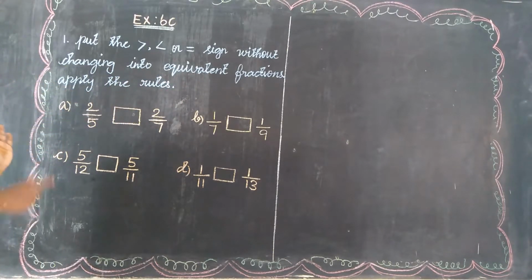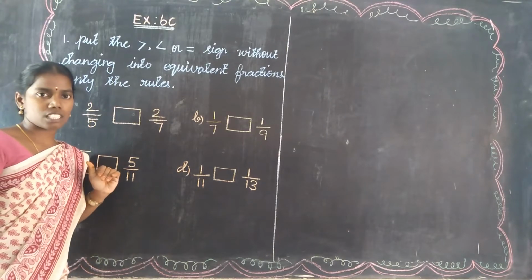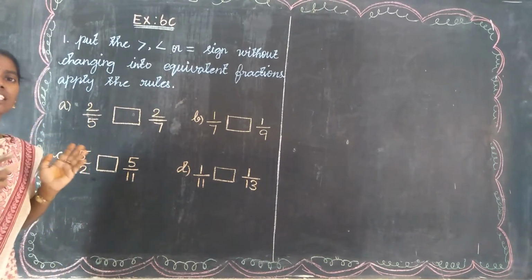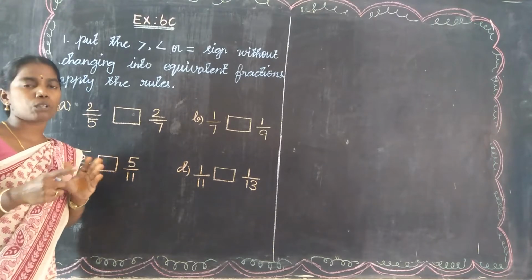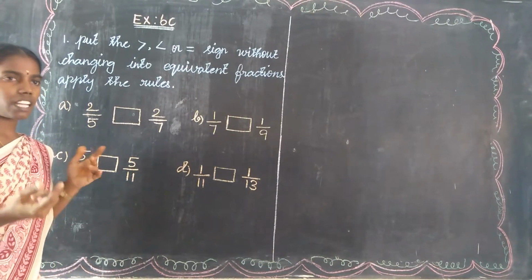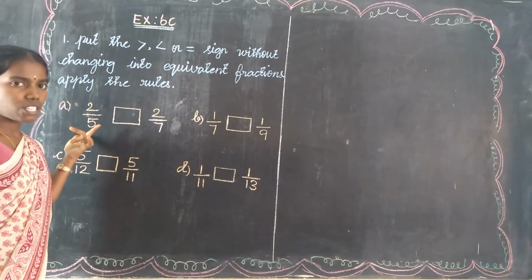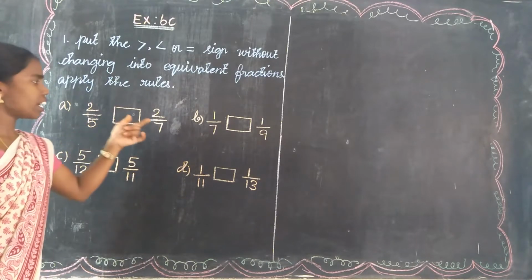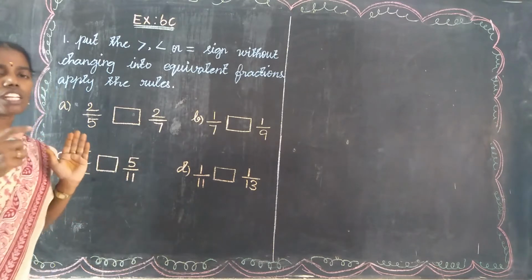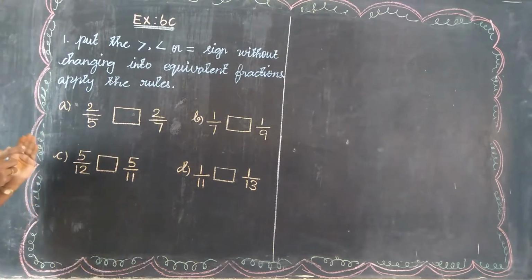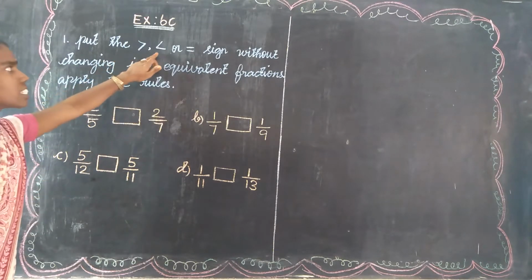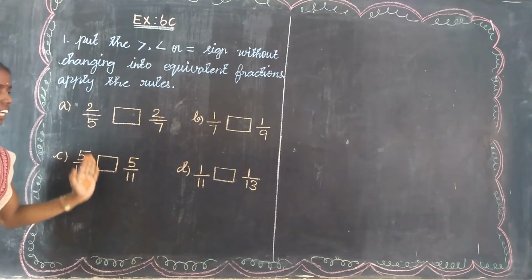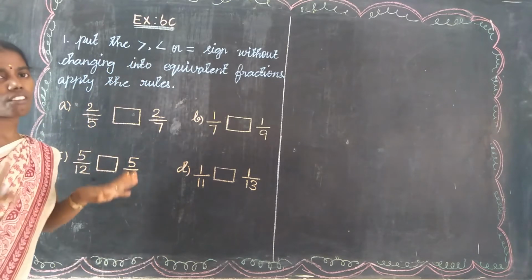Listen, students, you have some pairs of fractions. So comparison, we can compare two numbers. Then see, first A, B, C, D. First fraction 2 by 5 and second fraction 2 by 7. So compare these two fractions using the symbols greater than, less than or equal, filling in the box.